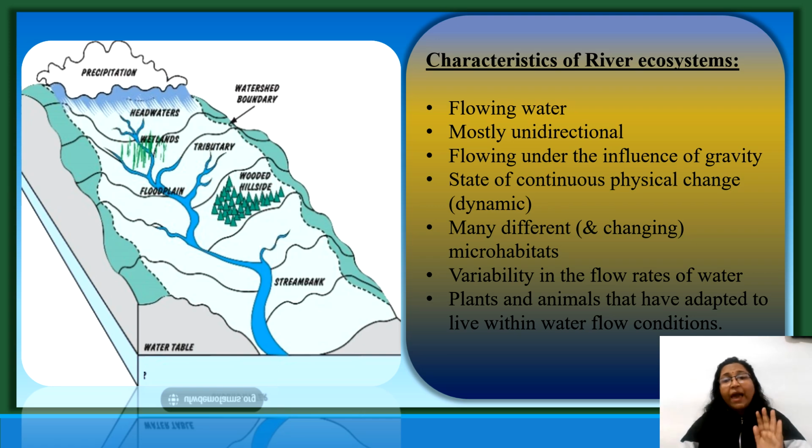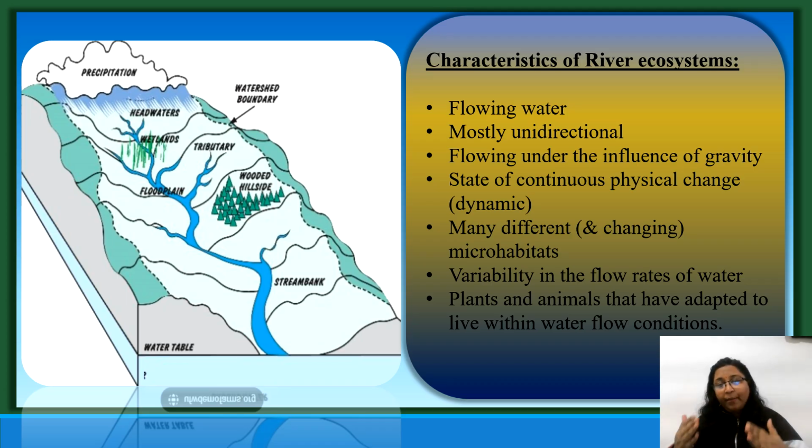Now, there are certain characteristics of the river ecosystem. Just like any other Lotic ecosystem, it's a flowing water body. It's unidirectional. It flows under the influence of gravity, and there is a state of continuous physical change. Throughout the journey of a river, it undergoes continuous changes in its physical parameters. So it's continuously changing, and it has many different types of microhabitats because of the area it passes through.